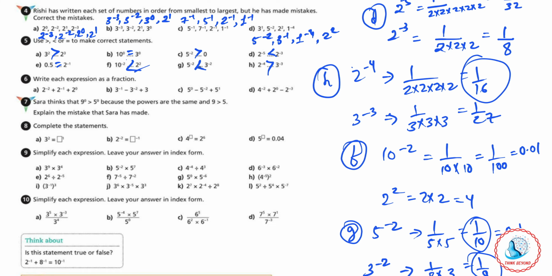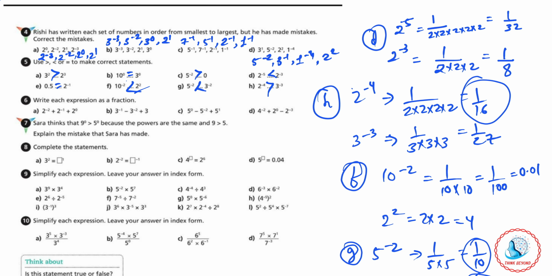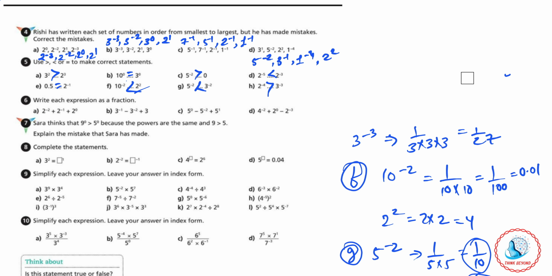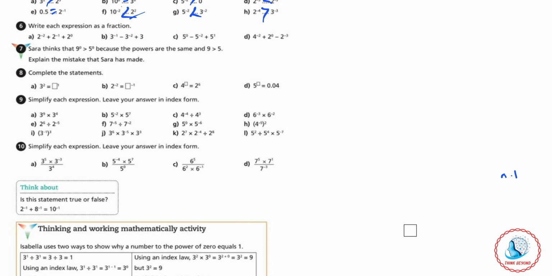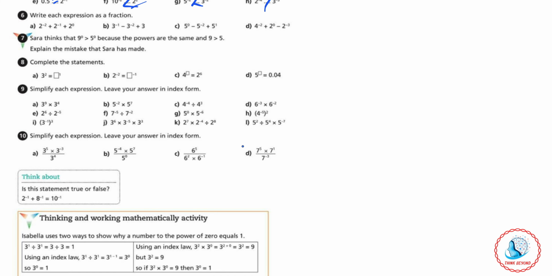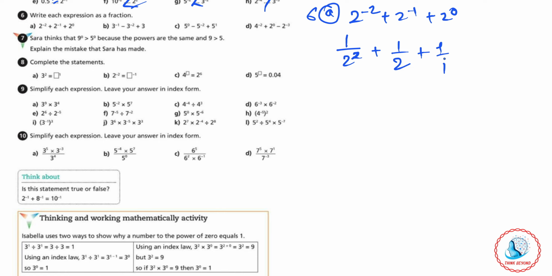So that's all for question number 5. Let me clean it. Then we will move to question number 6. Okay, now let's do question number 6. So question number 6a says 2 raised to power minus 2 plus 2 raised to power minus 1 plus 2 raised to power 0, right? So it's 1 over 2 raised to power 2 plus 1 over 2 plus 1, right?